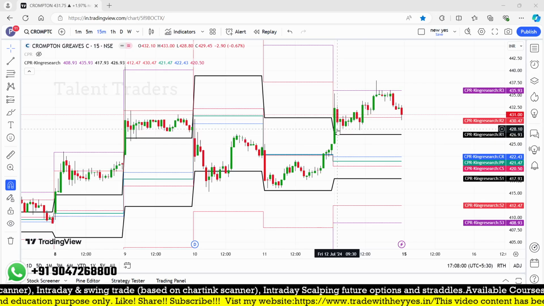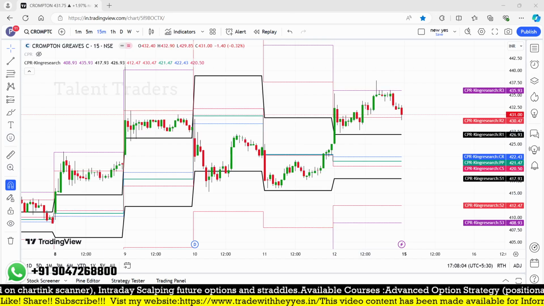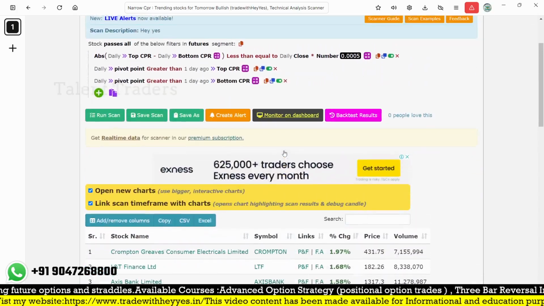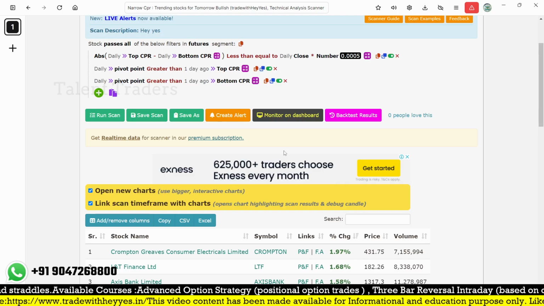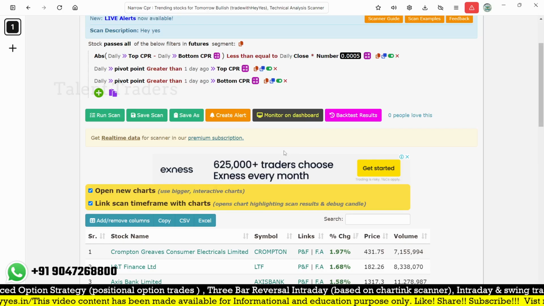In this video, it is one scanner based on the CPR indicator. We already created one to find a narrow CPR, and this one I'm looking for a trending, bullish one, which I created earlier and which is already available in the group.